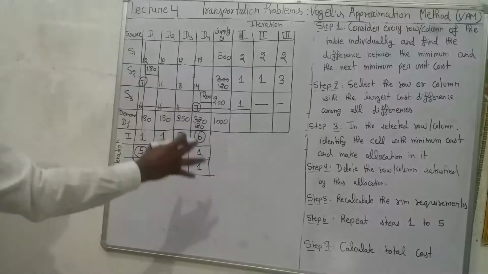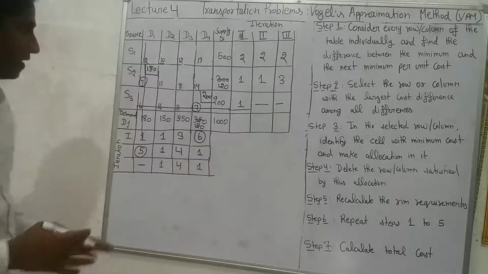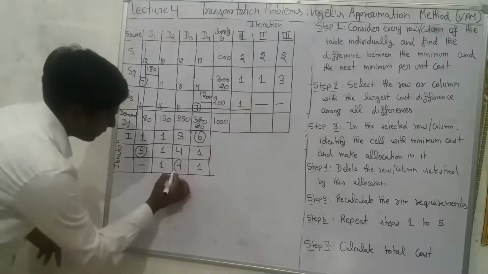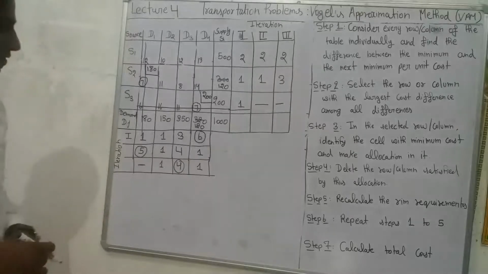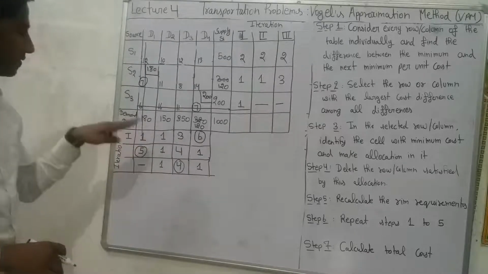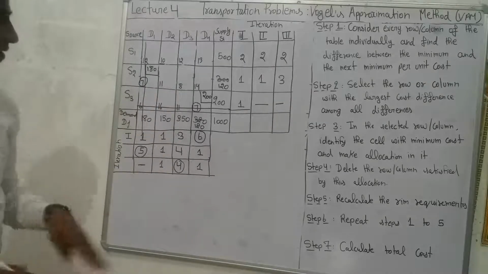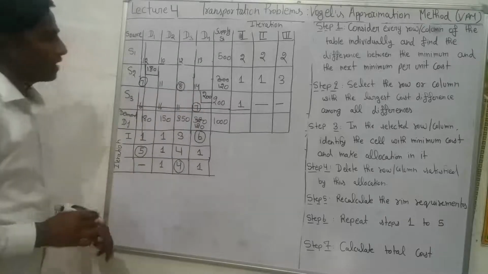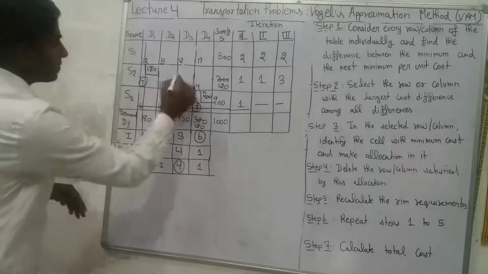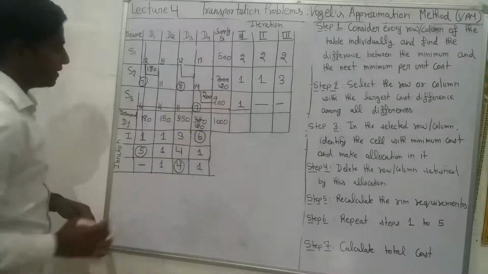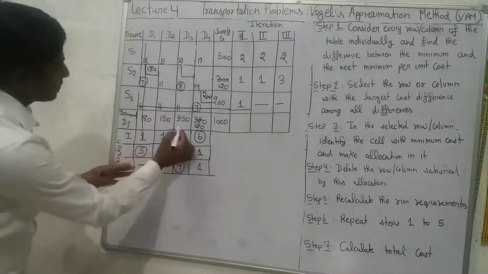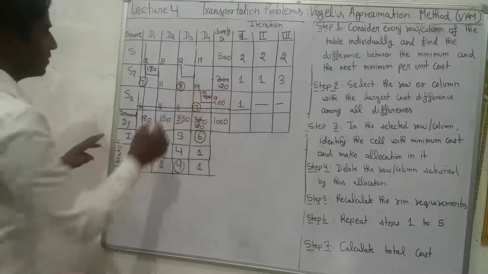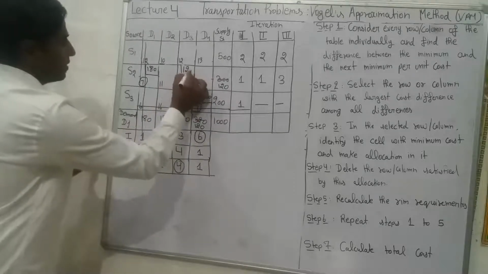So among all these cost differences, we have to select the largest one. The penalties are 2, 3, 1, 4, 1. So 4 is the largest value, the largest penalty. So we are going to focus on this column. In this column, select the minimum cost, which is 8. We are going to allocate the units in this cell. Simply match the demand and supply for this cell. The demand is 350 units and the supply available is 120 units. So we allocate the lower value, that is 120 units.